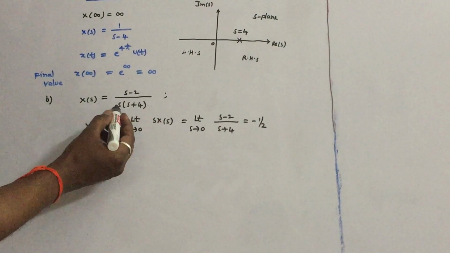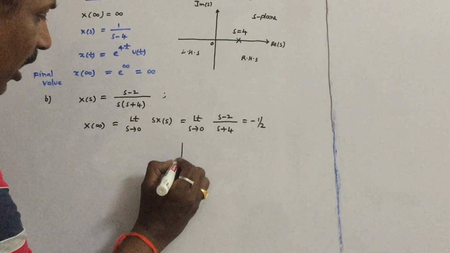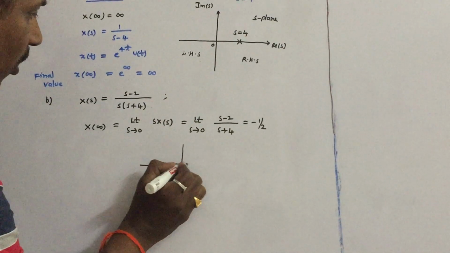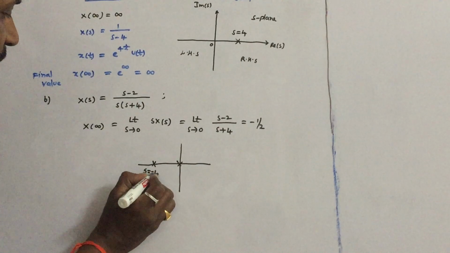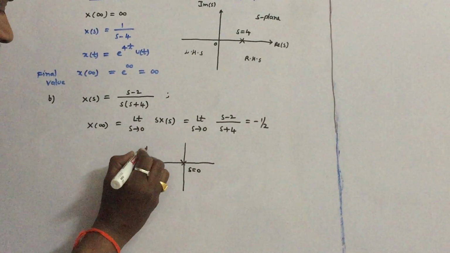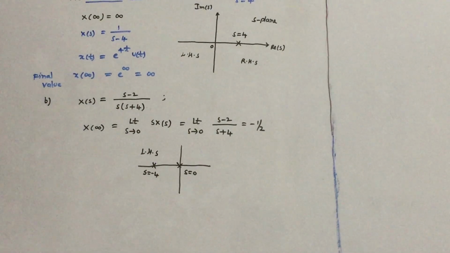Or you can cross check the poles. If you check the poles, one pole is at s is equal to 0 and one pole is at s is equal to minus 4. Therefore the poles lie in the left half of S plane.